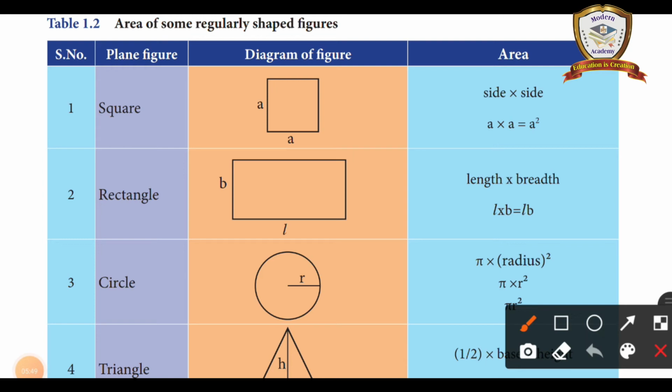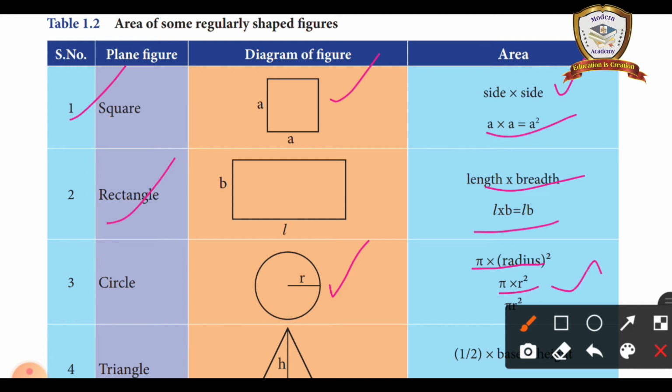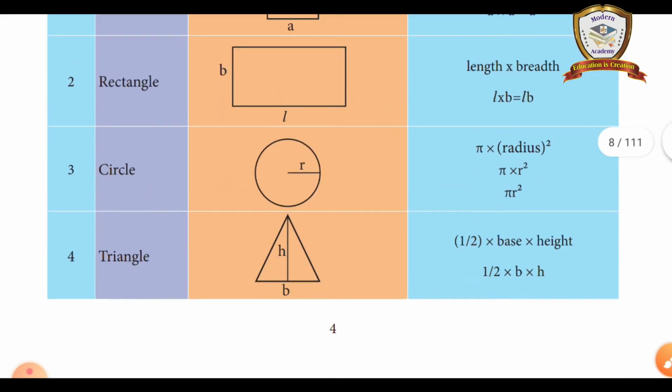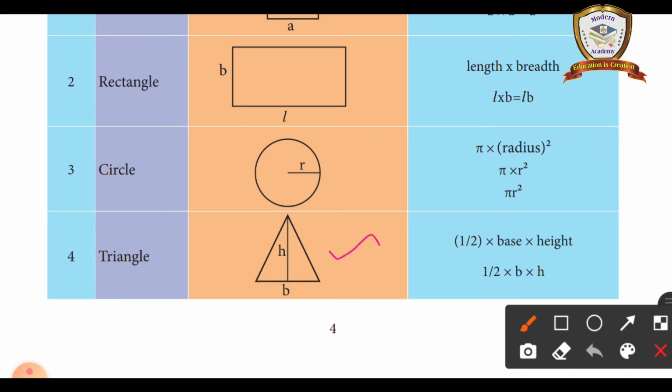Next, area of some regularly shaped figures. Square: a into a, so side into side, a squared. Rectangle: l into b, so lb, length into breadth. Circle: pi into radius square, radius is r, so pi r square. Next, triangle: half into base into height, so half bh.